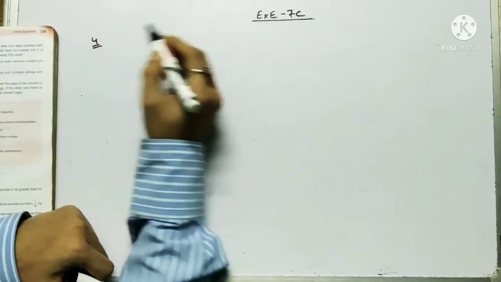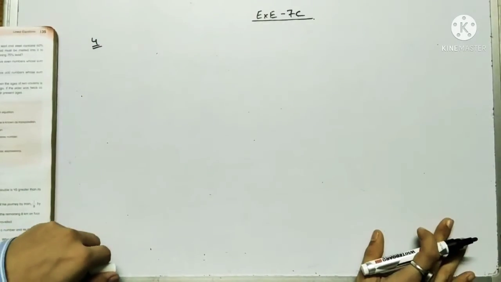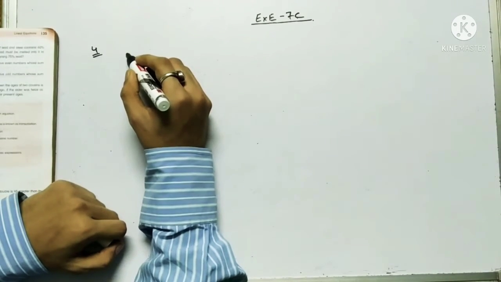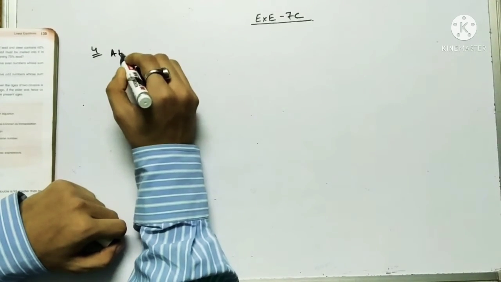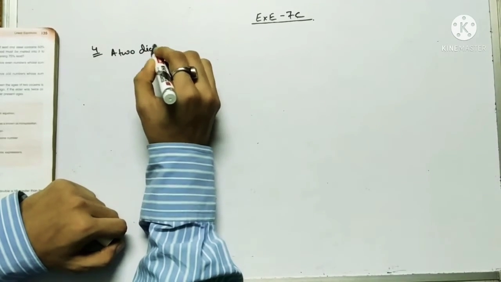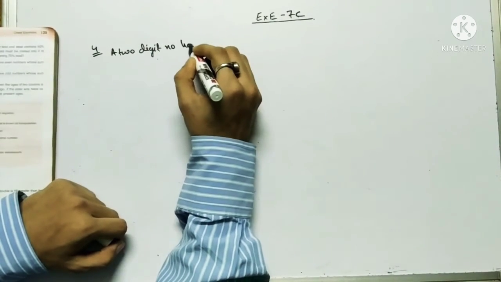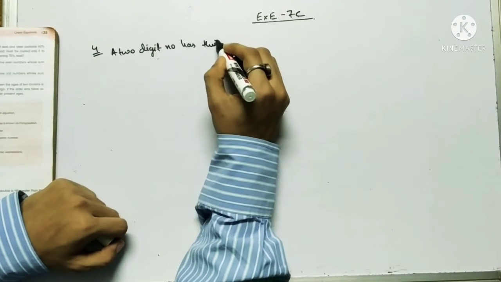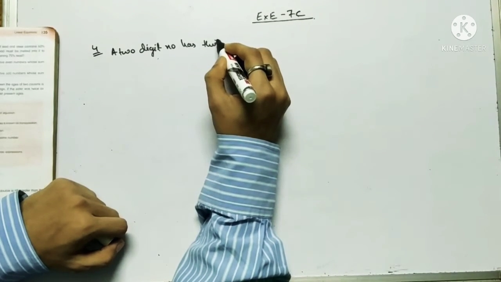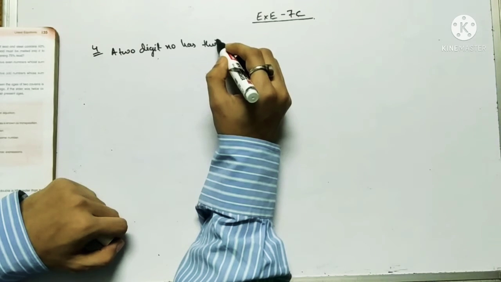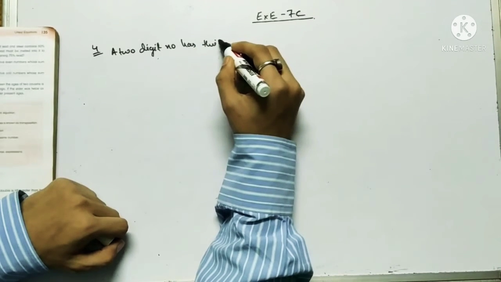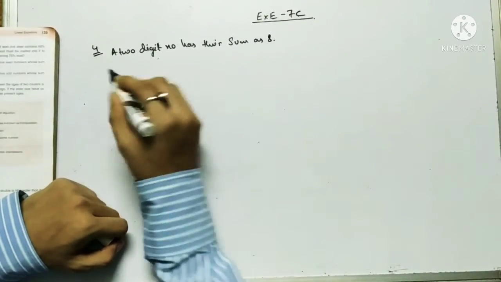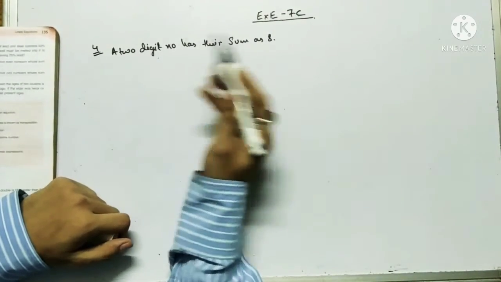Next, you see question number 4, saying that a 2-digit number has their sum as 8. In here, a little bit of a mistake has been done in the question.